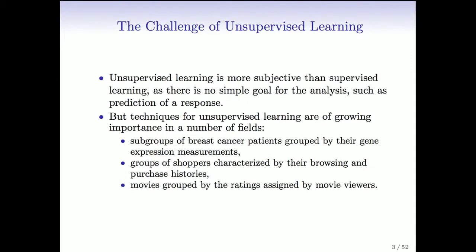But let's say a little more in general about the challenge of unsupervised learning. As I mentioned, it's a little more fuzzy because there's no simple objective like prediction, right? There's no y available, so we're not predicting. The objective, as we saw in the previous slides, is a little more fuzzy. But nonetheless, unsupervised learning is actually of growing importance, and there's a number of reasons for that.